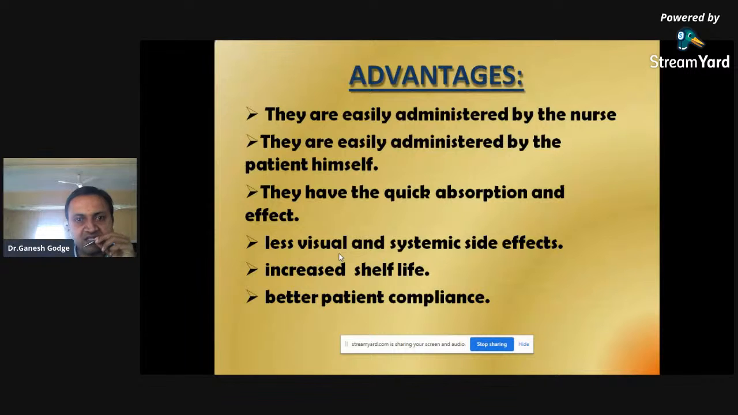Now, what are their advantages? Several advantages. They are easily administered by the nurse. You need not always go to a physician. Easy administration is quite possible. They are easily administered by the patient himself. Specialized treatment or a specialized person is not required for administration of these ocular preparations.